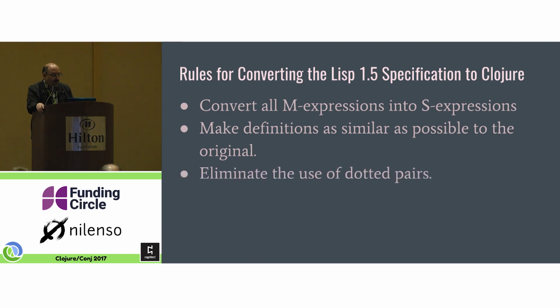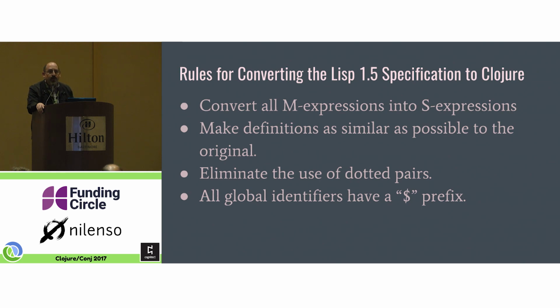The original implementation uses dotted pairs, something that we don't have in Clojure. I'm going to explain that in a moment. So we needed to take those away because we don't have them in Clojure. And also, I added a $$ prefix to all global identifiers, to some constants and some functions, so that we can quickly identify them as something that we're doing as part of the implementation.